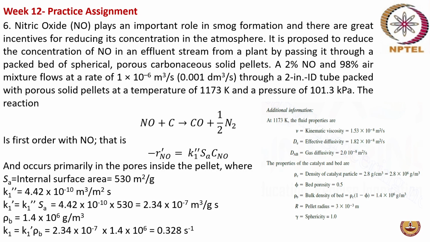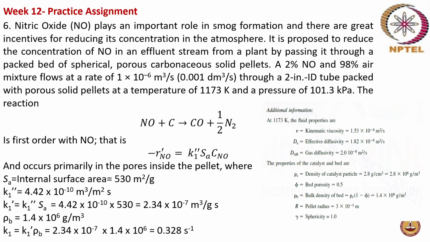Okay. Now let's get on to question number 6. Nitric oxide plays an important role in smog formation and there are great incentives for reducing its concentration in the atmosphere. It is proposed to reduce the concentration of nitric oxide in an effluent stream from a plant by passing it through a packed bed of spherical porous carbonaceous solid pellets.